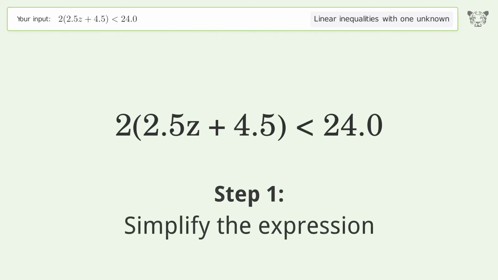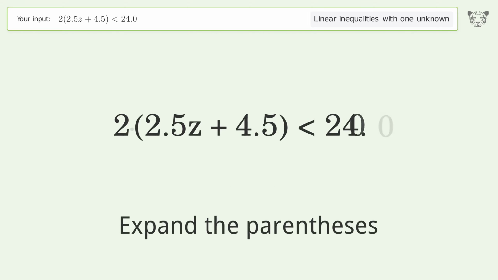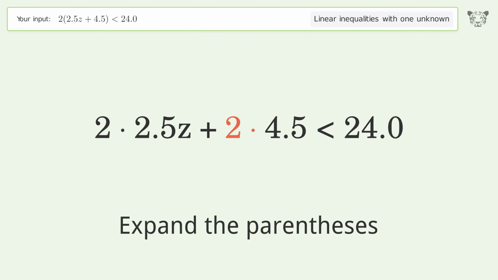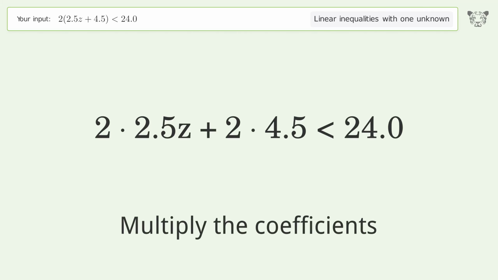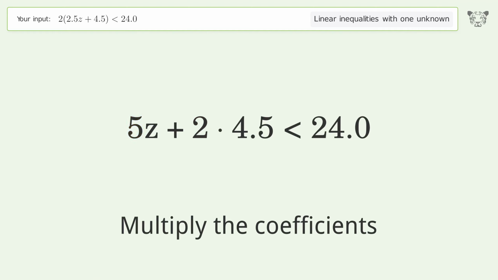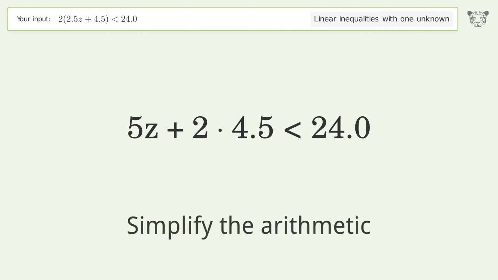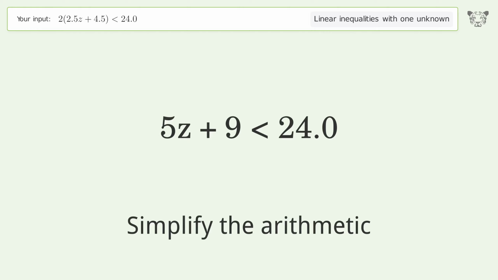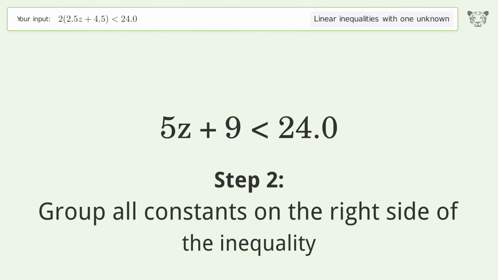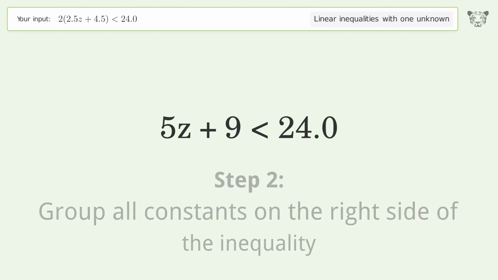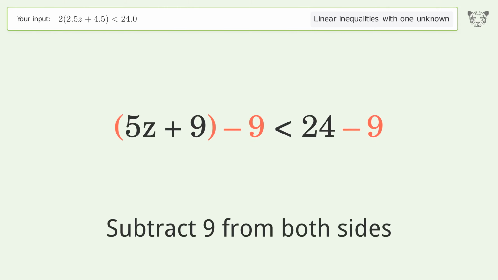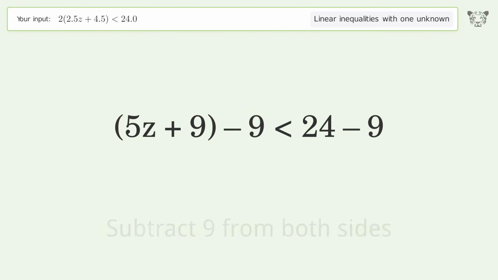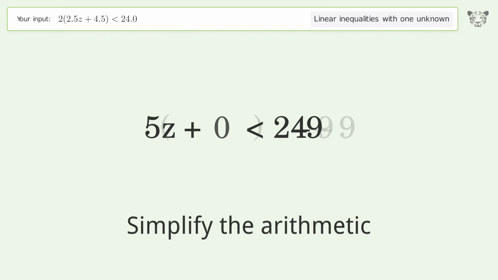Simplify the expression. Expand the parentheses. Multiply the coefficients. Simplify the arithmetic. Group all constants on the right side of the inequality. Subtract 9 from both sides. Simplify the arithmetic.